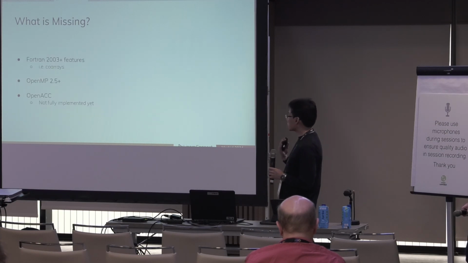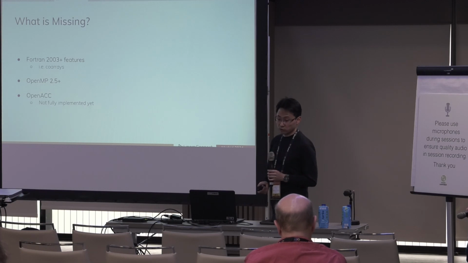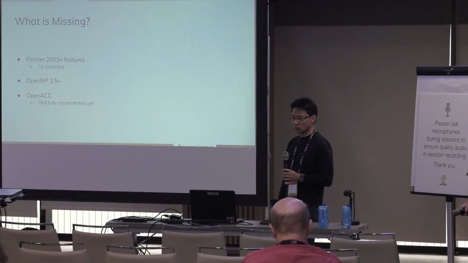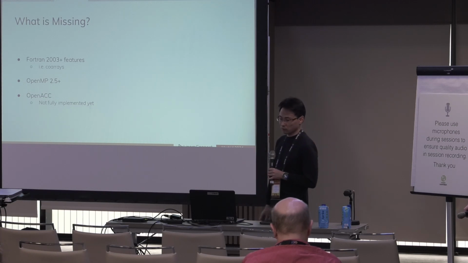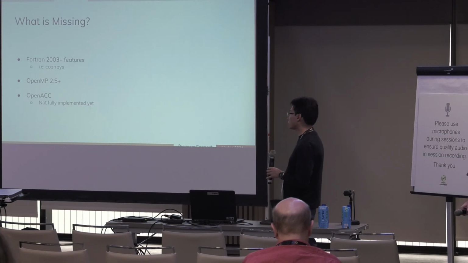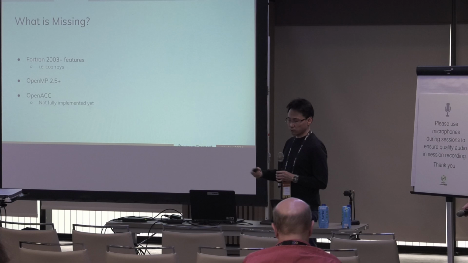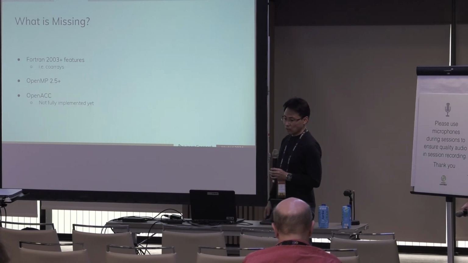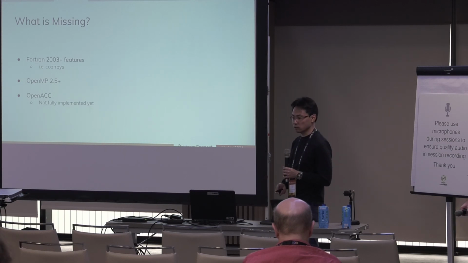For the newer standards, we are still missing a few features, like for 2003 coarrays, I think is the most important one. And like I mentioned before, for the other standards like 2008 and beyond, the work is still at the very beginning. And we still lack support for OpenMP 2.5 and beyond. I think most of the work in OpenMP now is for 1.1, which is completed. And we still don't have support for OpenACC as well.